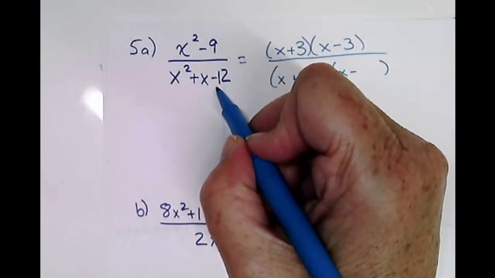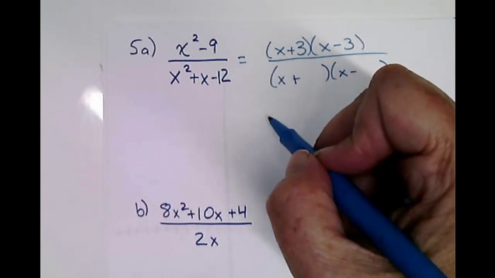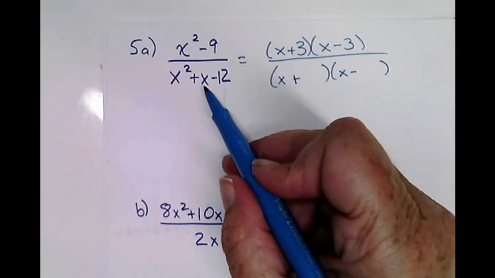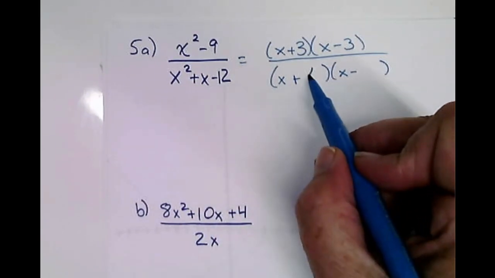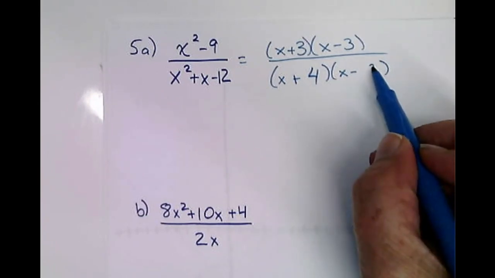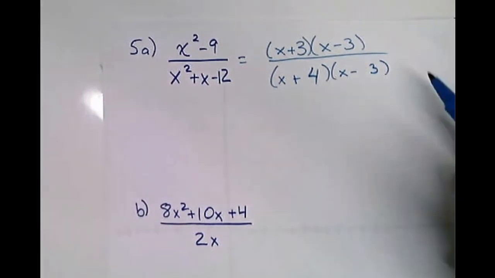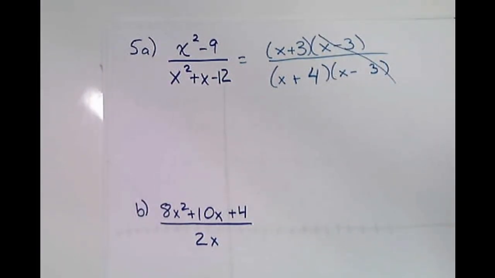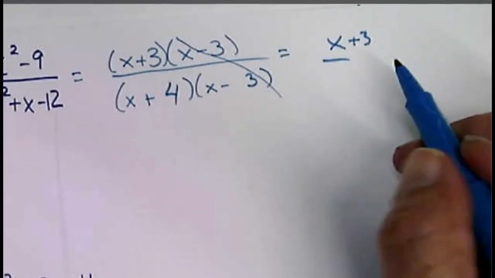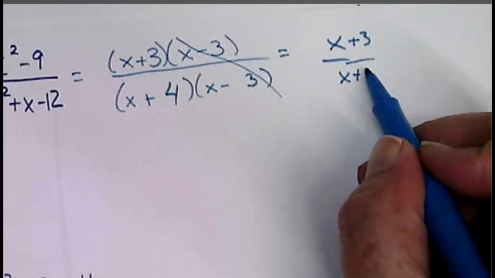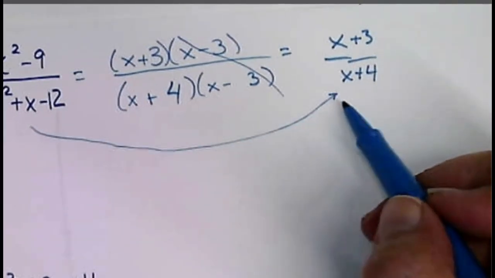There must be a plus and a minus to get a negative 12. 12 can only be 12 times 1, 6 times 2, or 3 times 4. And so to get 1x, it would have to be the 3 and the 4. The 4 is going to be positive to make the 1x positive. Again, use big X if you'd like. Then those cancel, and I have x plus 3 over x plus 4.